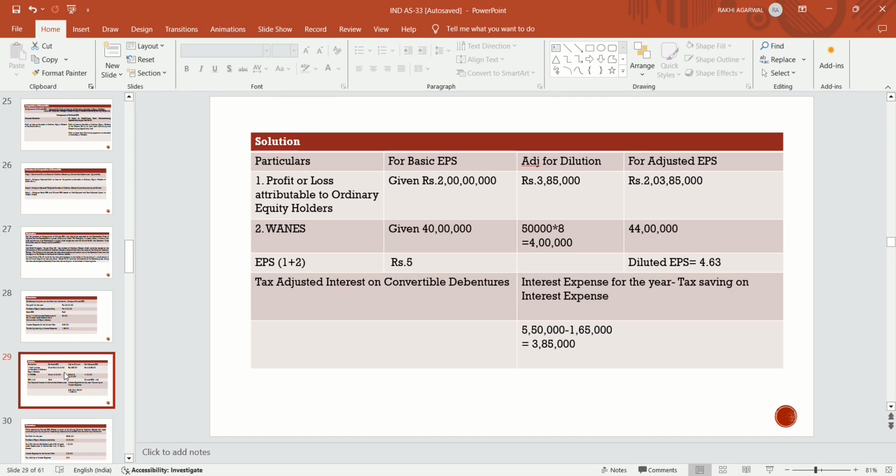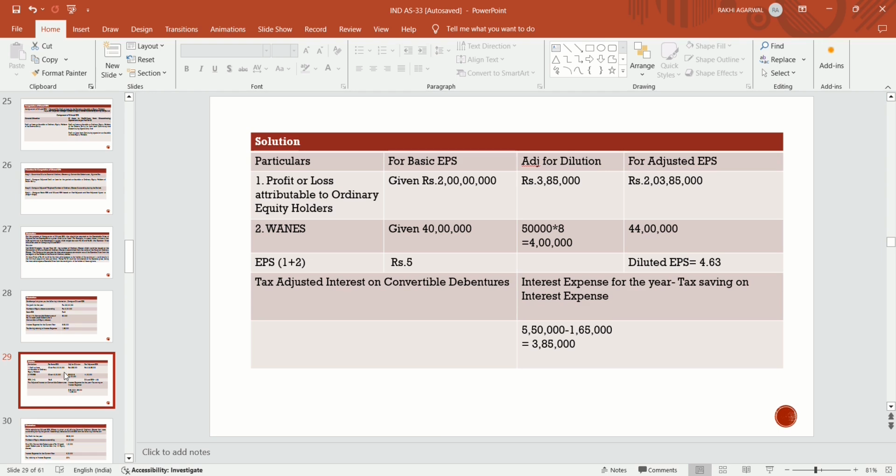Now the diluted EPS: the numerator becomes 2 crore plus 3,85,000, that is 2 crore 3,85,000. And the weighted average number of shares becomes 40 lakhs plus 4 lakhs, that is 44 lakhs. Now the diluted EPS is 2 crore 3 lakh 85,000 divided by 44 lakhs. So 4.63 is the diluted EPS.